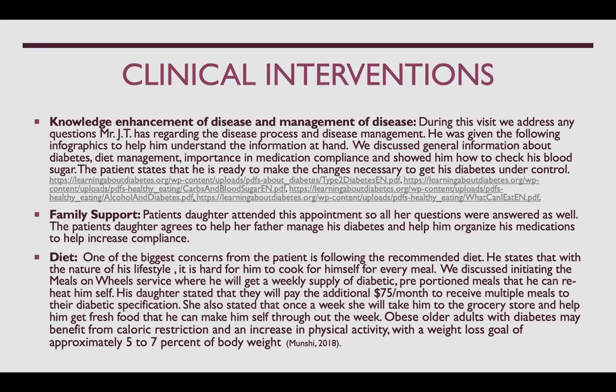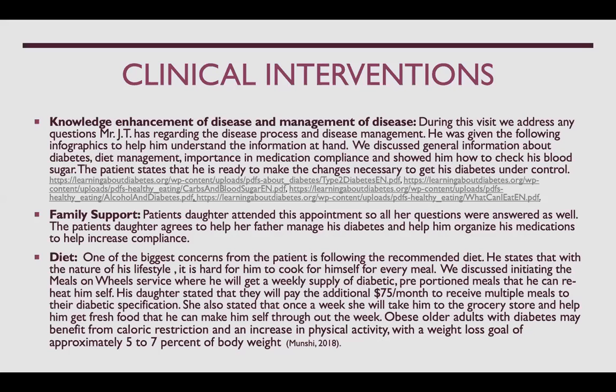So money really isn't a problem for them, and so they decided that they will sign up for that $75 extra a month for him to get some of these meals during the week, so it's not so hard on him to do this all himself, or his daughter to have to cook for him every single day. And she also stated that once a week she'll help take him to the grocery store and make sure he's picking out some healthy alternatives for him to have during the week. Just, if he needs a snack, he has something within the diabetic diet.